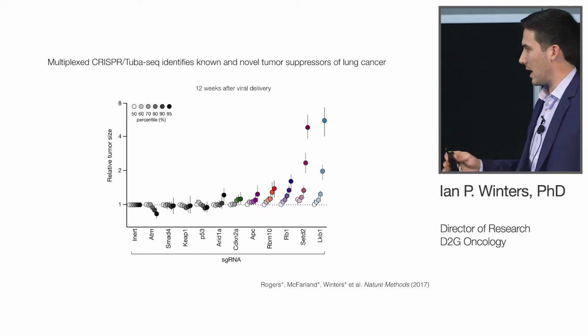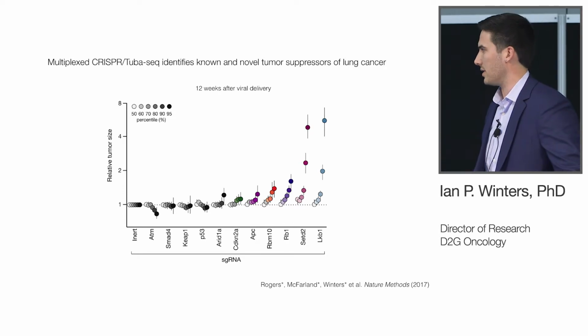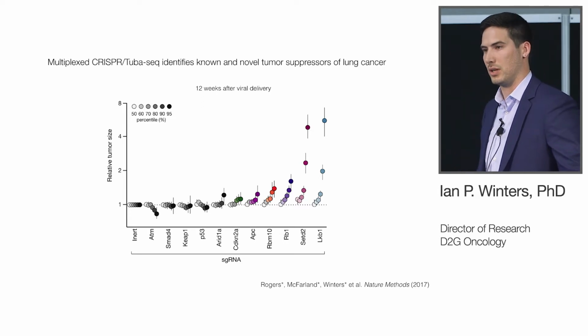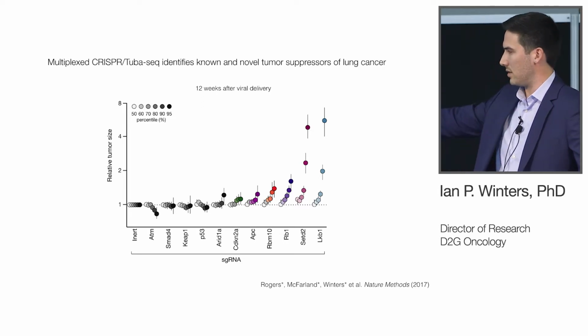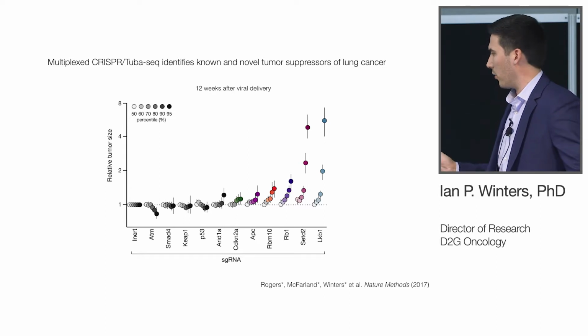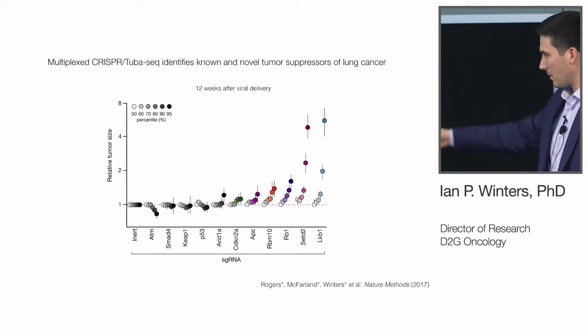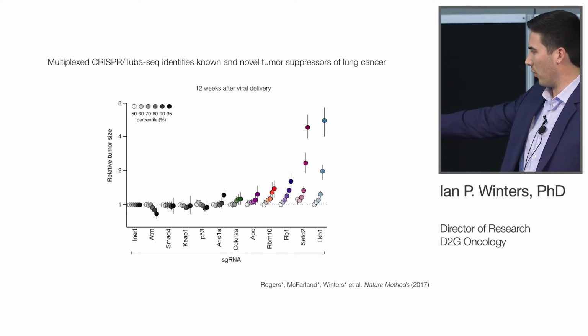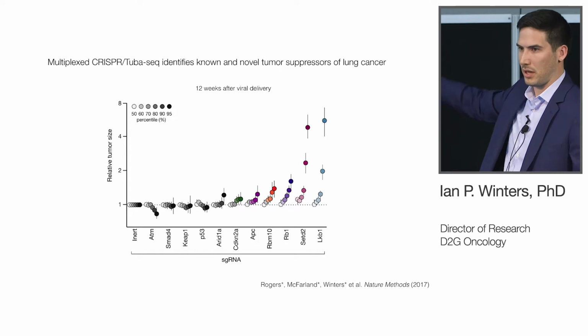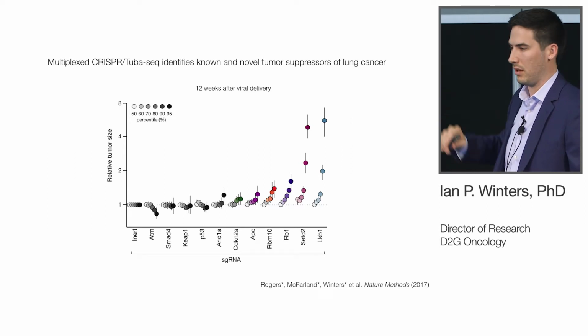So this is an example of a little bit more processed data where we've taken the tumor at a particular percentile within each of those distributions and normalized it to guide RNAs that are in each mouse that are inert, that functionally should do nothing. What you can see here is that, for example, LKB1 all the way over here on this side creates much larger tumors all the way from the 50th percentile through the 95th percentile.